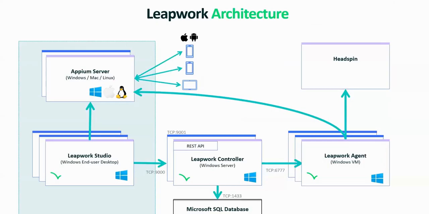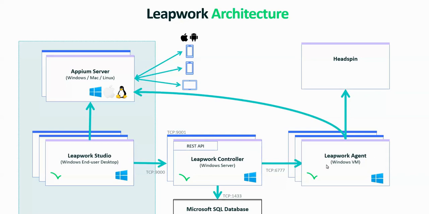The architecture first. The architecture has three different components. At the bottom, you see the Leapwork GUI, which is also called Leapwork Studio, where users can design their flows by using the different blocks that I talked about. Then we have the Leapwork controller, which is also the server. We have the SQL Server database at the backend, which stores everything, including the parameters, the elements, the attributes, and everything.